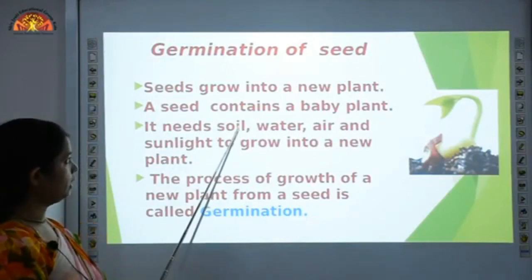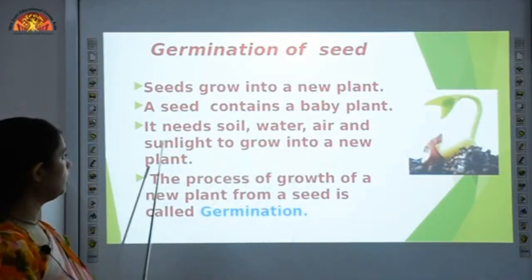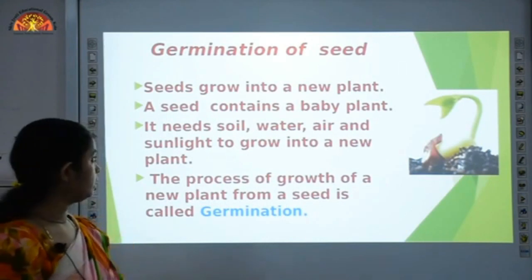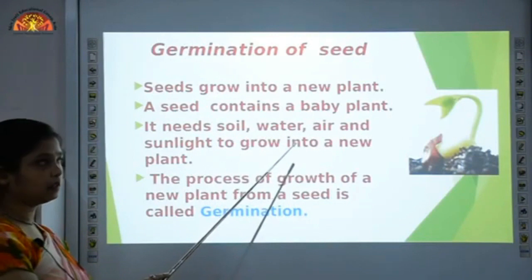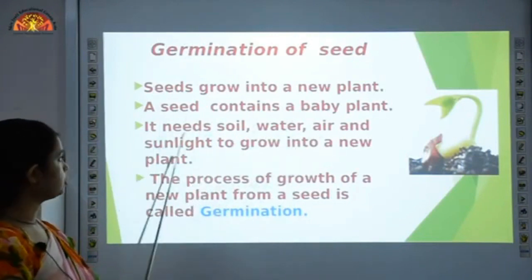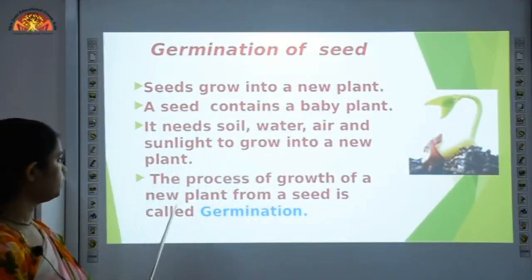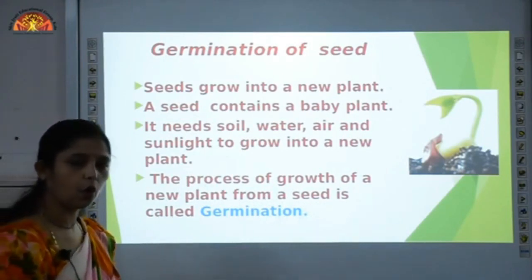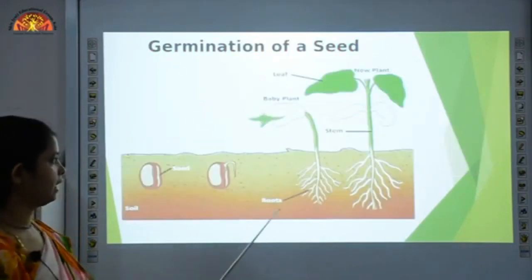It needs soil, water, air and sunlight to grow into a new plant. So when the seed is provided with all these things, जब seed को soil मिलता है proper, water मिलता है, air मिलती है और sunlight मिलती है, then it grows into a new plant. And the process of growth of the new plant from a seed is called germination. You can see this through this diagram also.